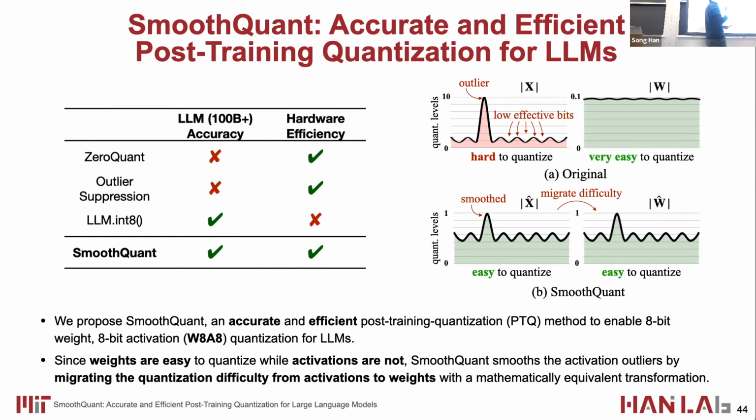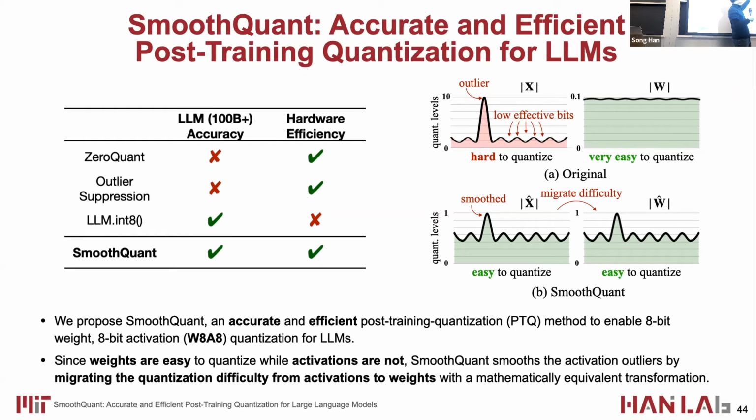The key idea here is that we find the activations are very difficult to quantize. There are some outliers that are super big across certain channels, which is the same for all the tokens. So for the remaining values, the effective number of bits is actually pretty low. Relative to that, the weights are actually much easier to quantize. The distribution is much more friendly compared with the activation, which has a lot of big outliers.